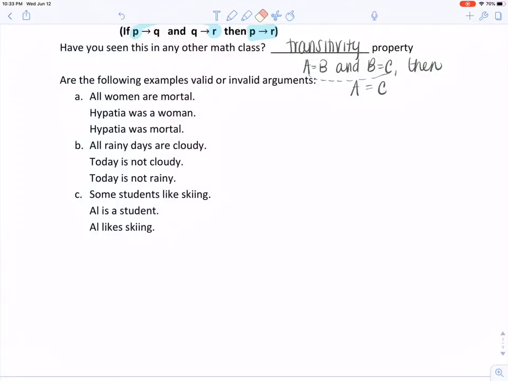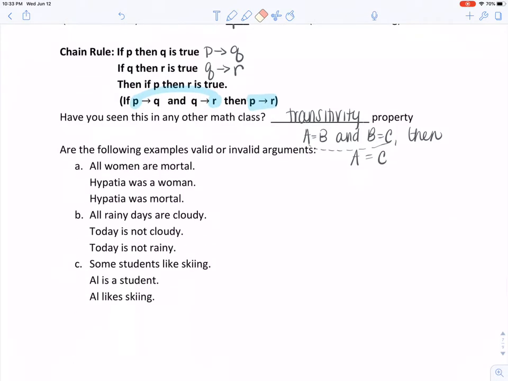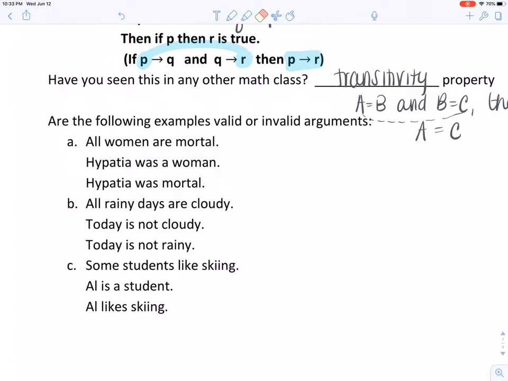All right, so we're going to run through some examples in this video. We're going to use the rules that we talked about in the last video and talk about if these are valid or invalid arguments. The first one says, all women are mortal. Hypatia was a woman. Hypatia was mortal. So is that valid or invalid?